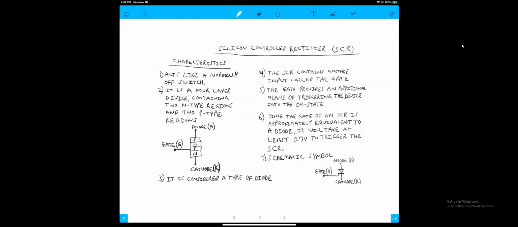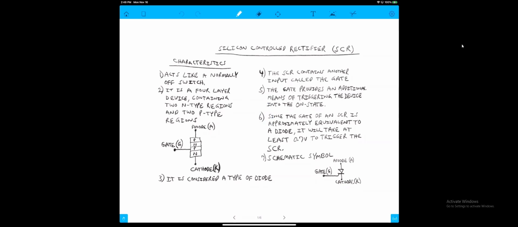Go ahead and get this down, and then we'll just walk through it. It's basically the overview so far of the first part of the SCR. This is a silicon controlled rectifier. These are silicon controlled rectifier characteristics. Okay, let's just go over this for a second.